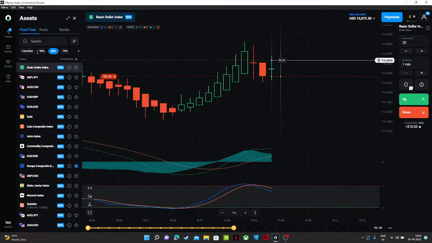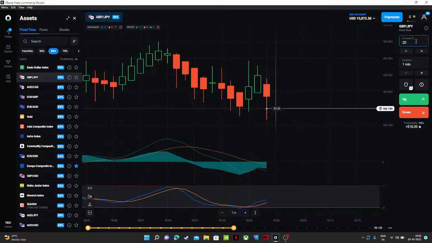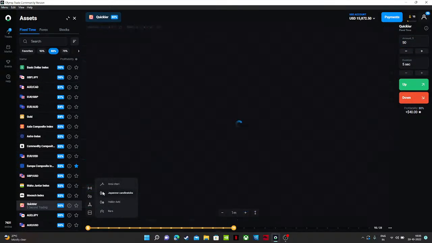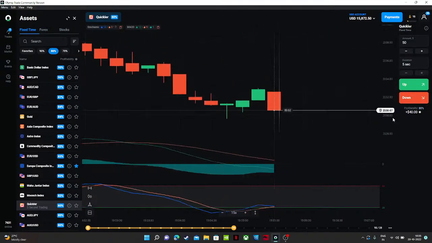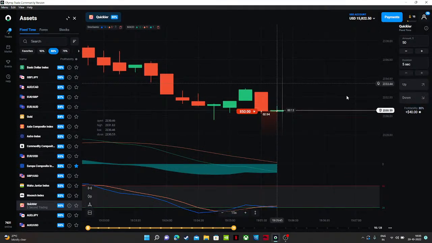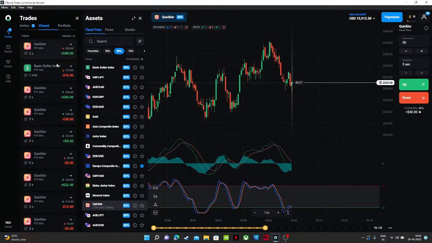So this trade also did not go in our favor. Now we have to use the third step of the Martingale principle. Let us once more switch to the Quickler asset. So the situation is now profitable. We have almost earned 112 USD in this session.